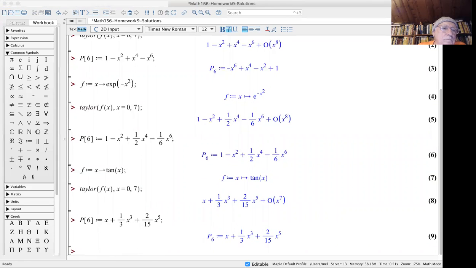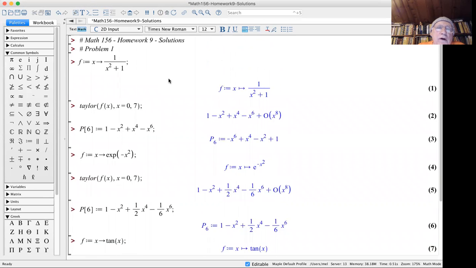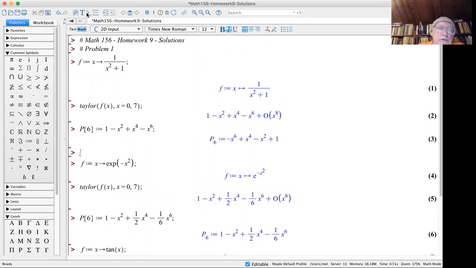Now, it's really very interesting to compare the function to the polynomial. So let's just graph the two of them together. This is the function. That's the polynomial. So let's plot together f of x and this polynomial P6.